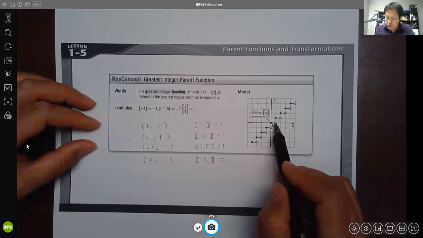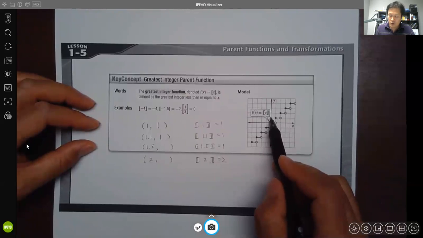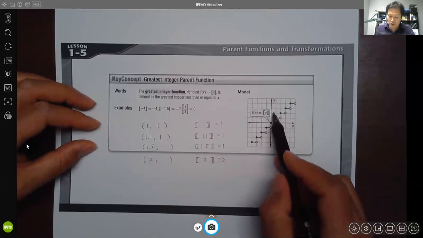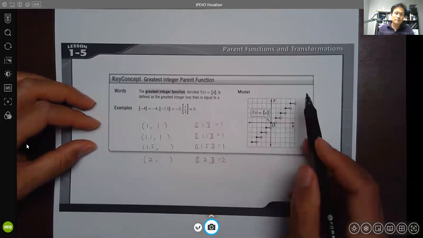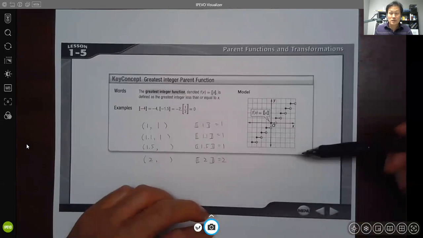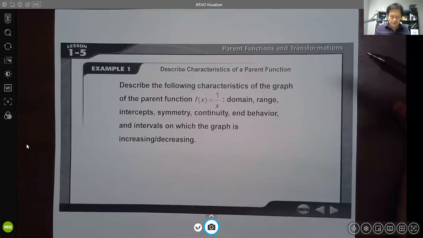So look at this graph. At x equal to 1, y is 1. At x equal to 1.1, y equals 1. At x equal to 1.5, y equals 1. At x equal to 1.9, y is still 1. As soon as x becomes 2, y becomes 2. So it looks like a stair. This is a stair function. This one is not that popular, but since it's here, I just explained it to you.